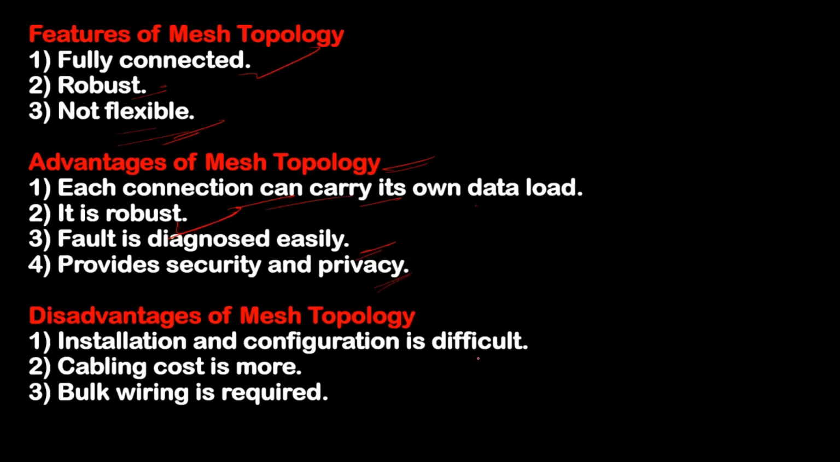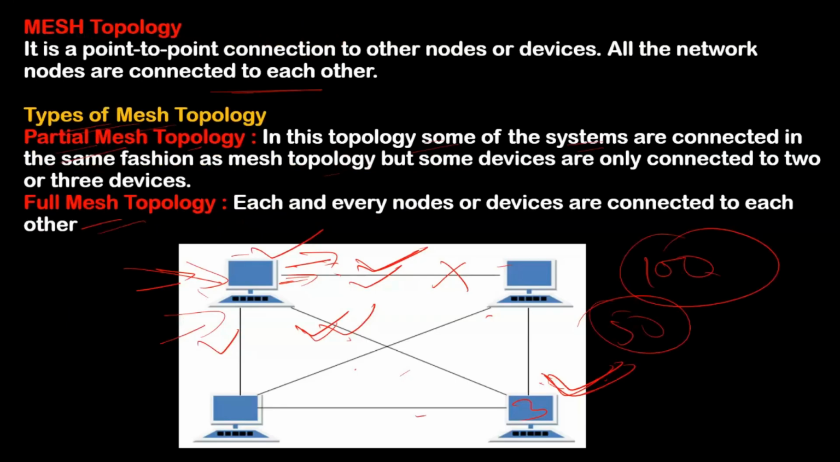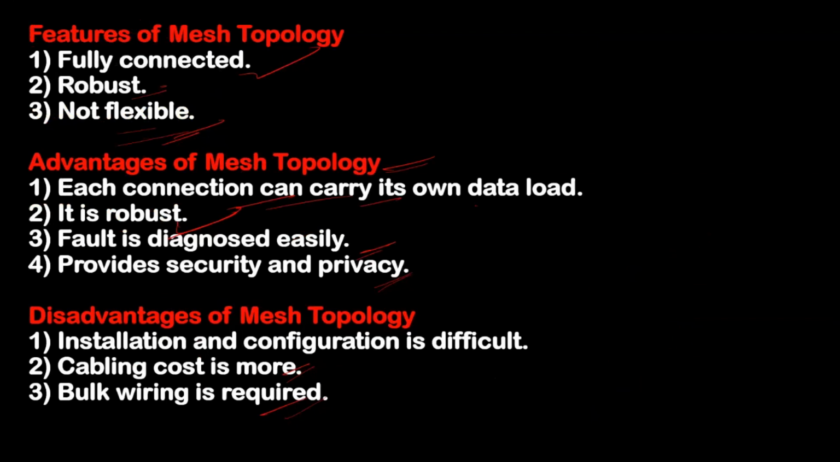But the disadvantage is that installation and configuration is difficult. As we discussed, if you want to connect 100 PCs, you need about 45 or 50 cables to connect all these systems, so you have to install and configure that. It is very difficult. Cabling cost is more. Bulk wiring is required. You can understand this topology in this picture, but in a real case, if you see this type of topology, it is very difficult to understand which type of topology it is. So that's why mesh topology is now not used in any companies or networks.